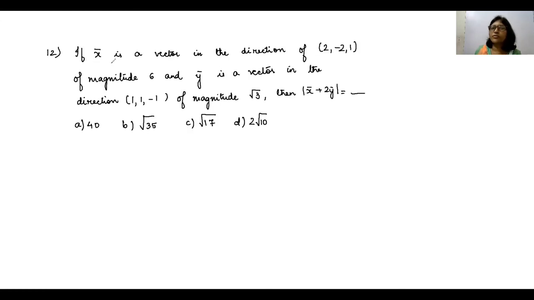The question is, if vector x is a vector in the direction of this with magnitude 6. So let us find vector x, which is 6 into a cap, for we have said this is vector a. So 6 vector a upon its magnitude. That becomes 6, 2 minus 2, 1 upon magnitude, which is root of 4 plus 4 plus 1, that is 3. Simplify.